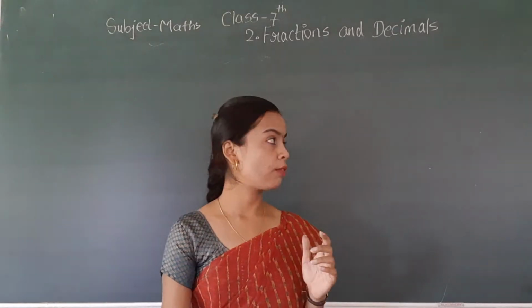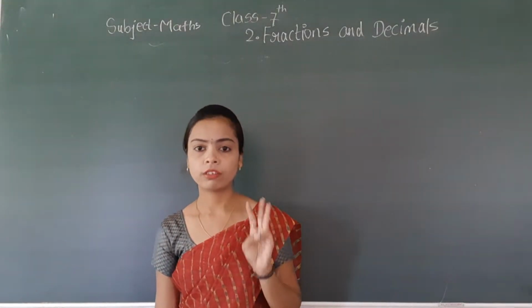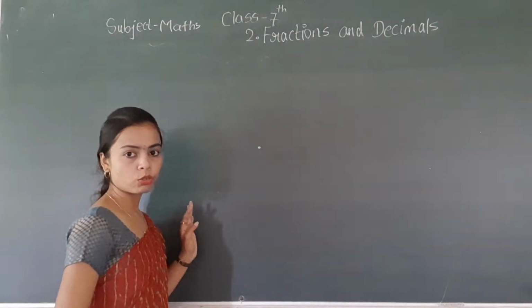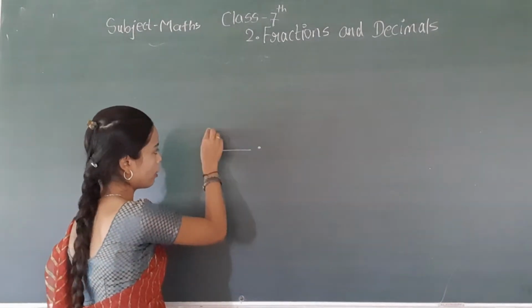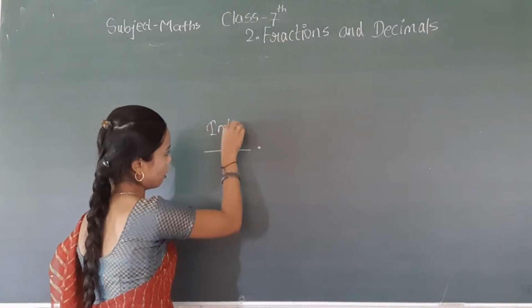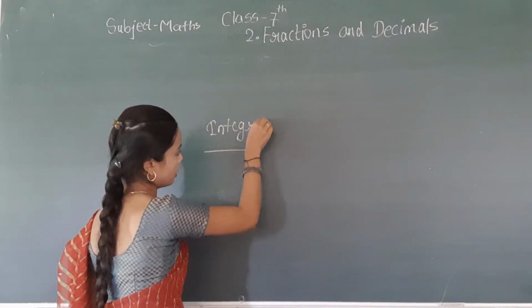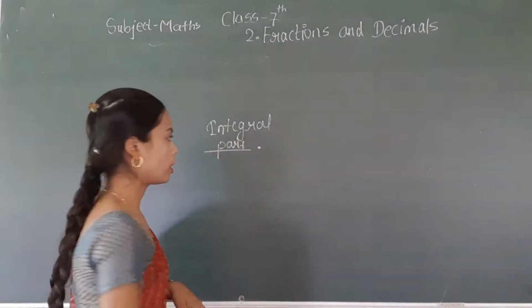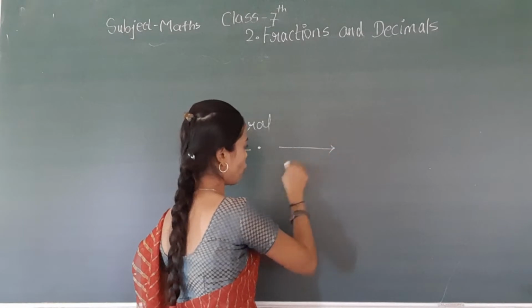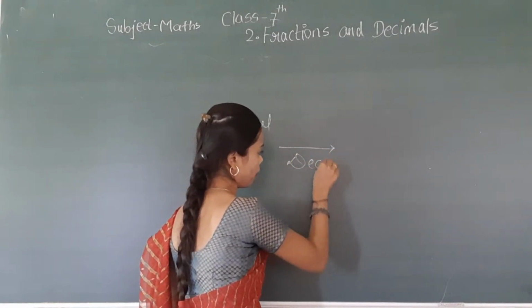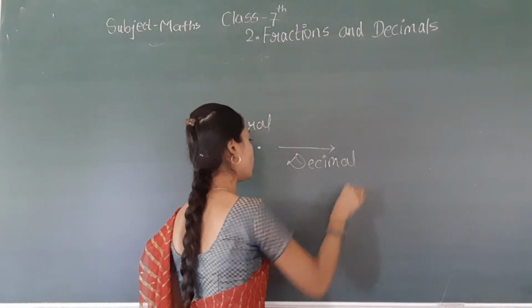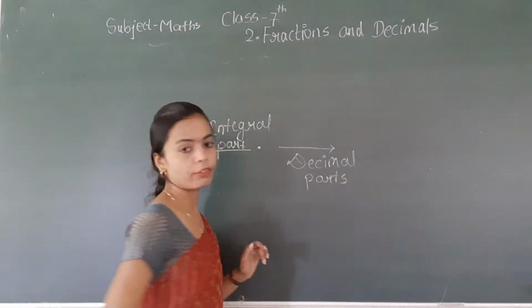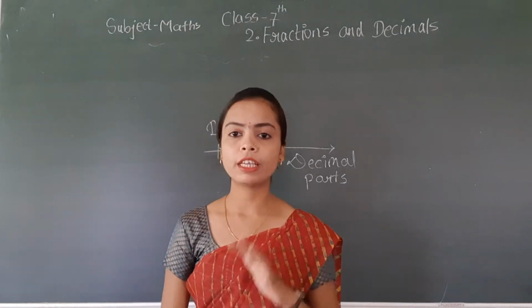In the same way, a decimal has three parts. First is the decimal point. The part on the left hand side we call the integral part, because it consists of the integers. The right side part we call the decimal part, because it is in the form of a decimal. So we have completed this.